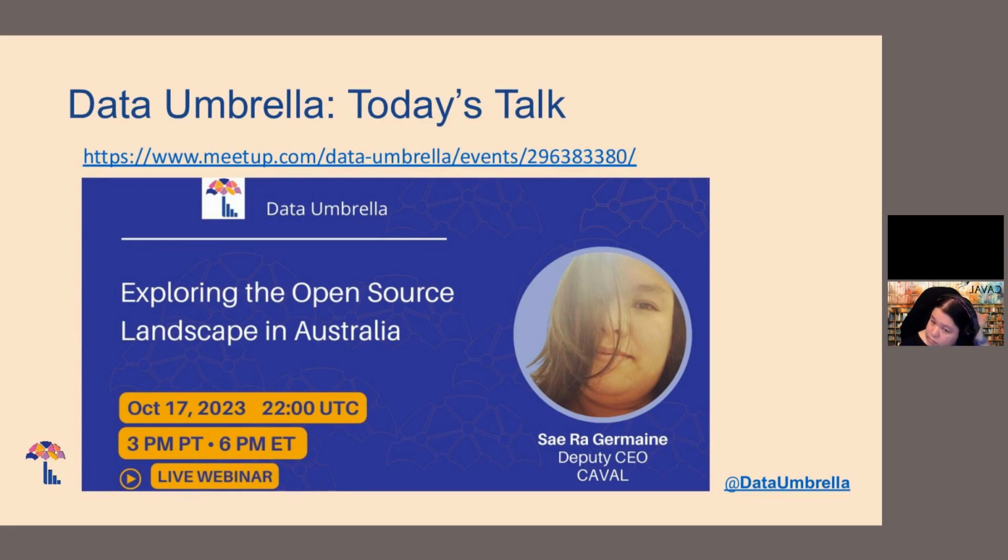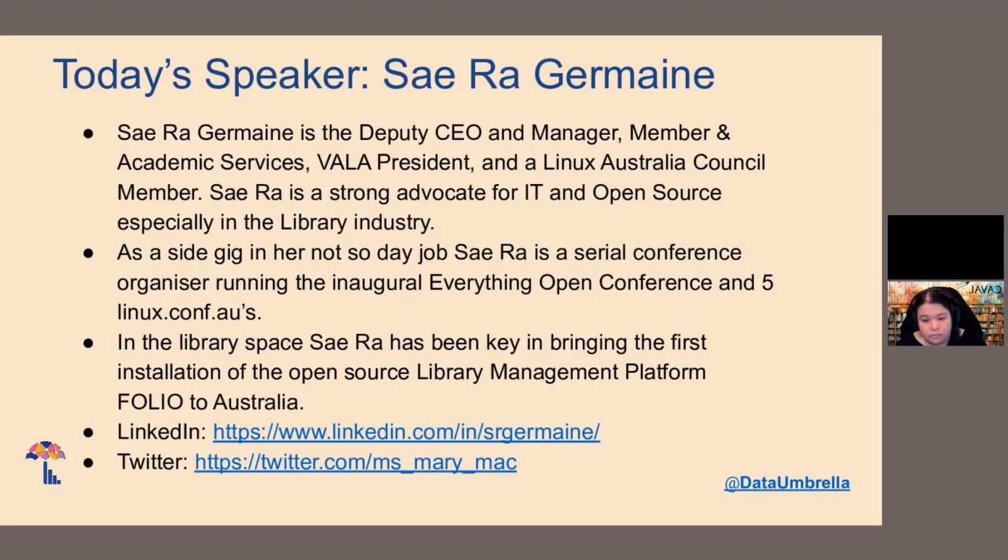Today's talk is exploring the open source landscape in Australia. Sae Ra Germaine is the Deputy CEO and Manager, Member and Academic Services, VALA President, and Linux Australia Council member. Sae Ra is a strong advocate for IT and open source, especially in the library industry. As a side gig in her not-so-day job, Sae Ra is a serial conference organizer, running the inaugural Everything Open conference and 5 linux.conf.aus. In the library space, Sae Ra has been key in bringing the first installation of the open source library management platform Folio to Australia.